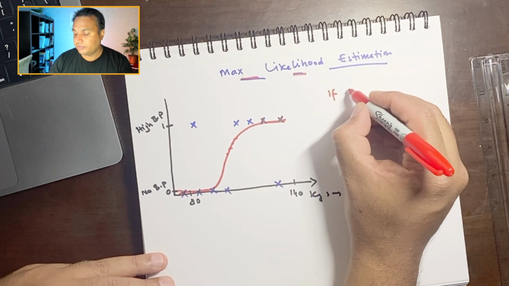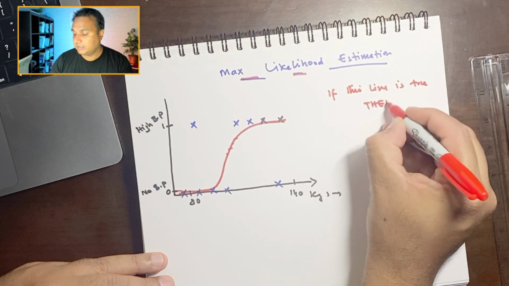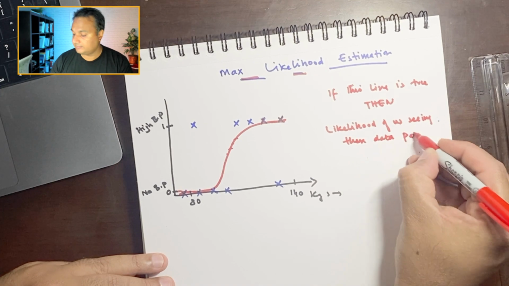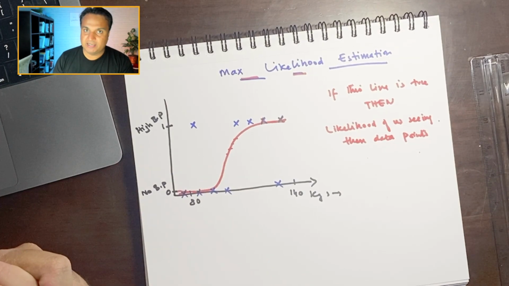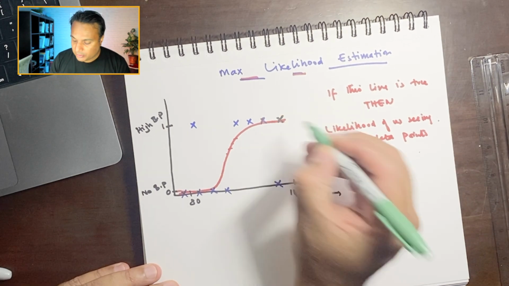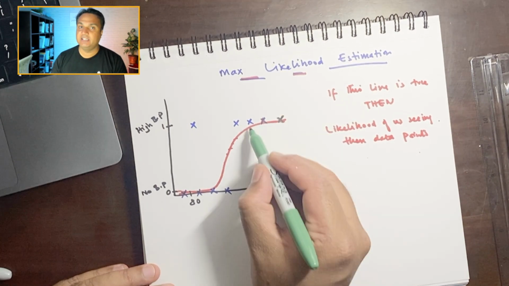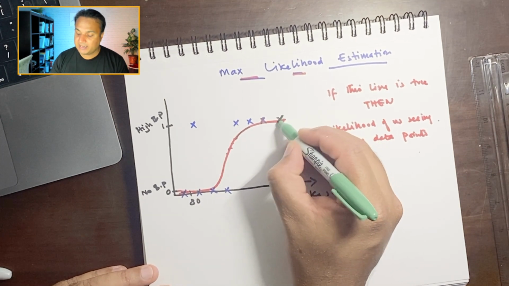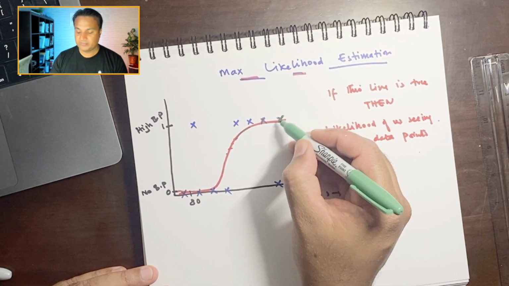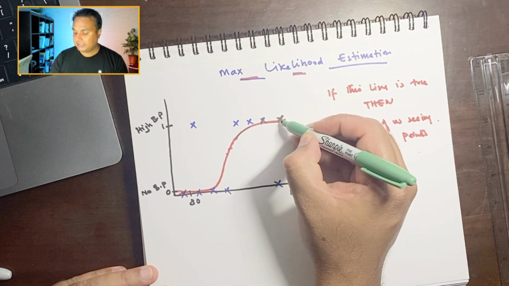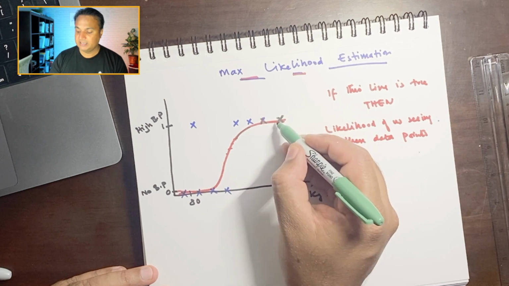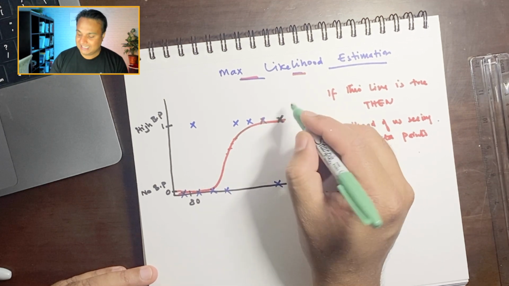So if this line is true, then what is the likelihood of us seeing these data points? Now let me explain what it means. To do the actual calculation of maximum likelihood estimation, we have to look at each of these data points, and then see, if this trend line is actually true, what is the likelihood we would see this data point. So in this case, if someone, let's say, has a weight of 140, if this probability distribution is correct, then what is the likelihood of us seeing this data point?